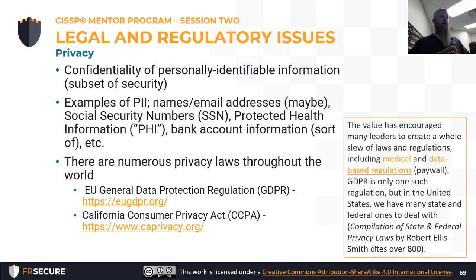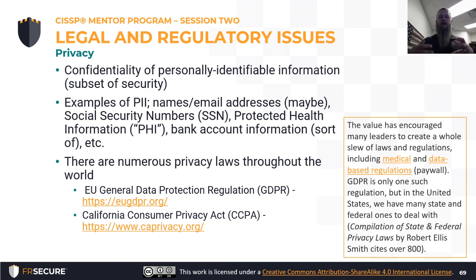Privacy, we've already talked about it. It's confidentiality of personally identifiable information. So not only is it a subset of information security where it only applies to confidentiality, but it's also only a certain type of data, personally identifiable information. So those are the two things about privacy: confidentiality and personally identifiable information. Examples: social security numbers, protected health information, bank account information, that could all potentially be considered PII, or personally identifiable information.